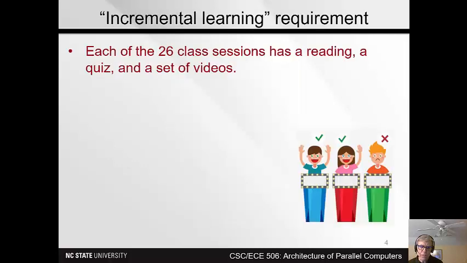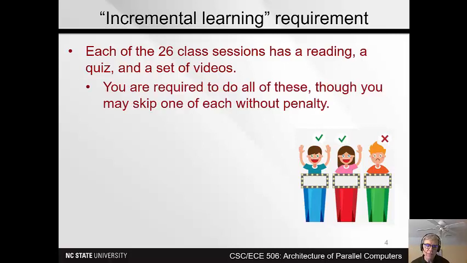Not counting exams, there are 26 sessions in the course, usually on Monday, Wednesday, and Friday. Each of the 26 sessions consists of a reading, a quiz over the reading, and a set of videos. Actually, for the first class, the quiz is on the syllabus instead of over a reading, but all other quizzes are on the readings for the class. You can skip one quiz and one set of videos, not necessarily the same one, without penalty, so really you're required to pass 25 out of 26.